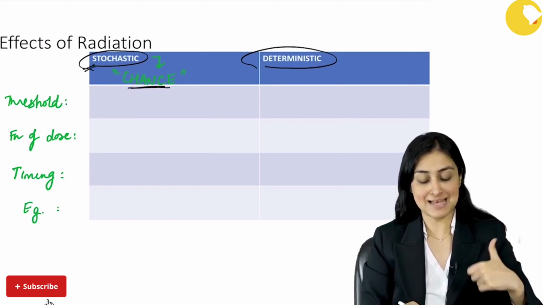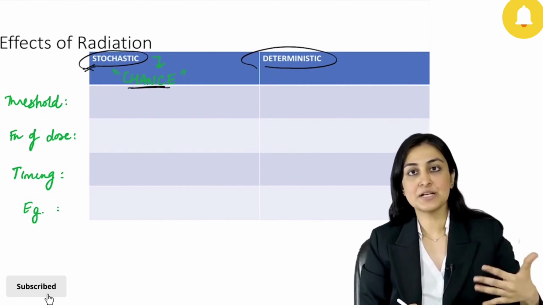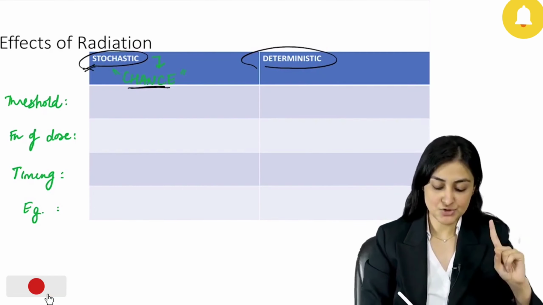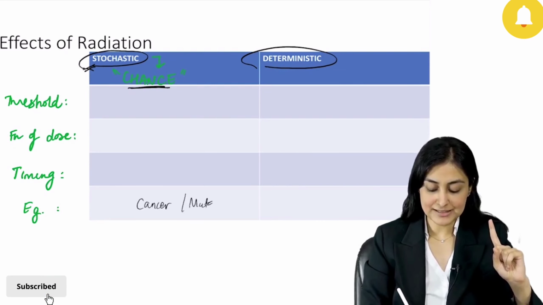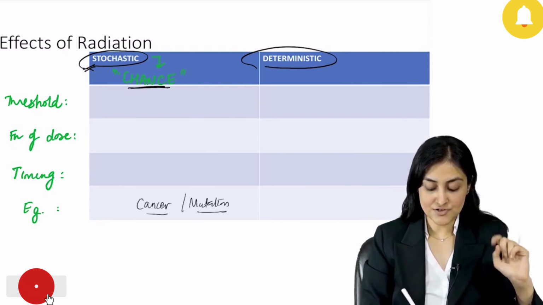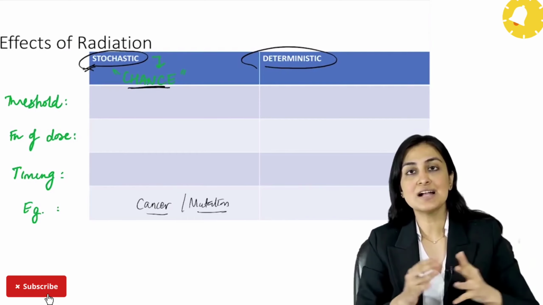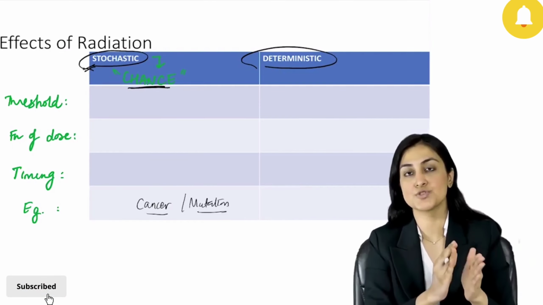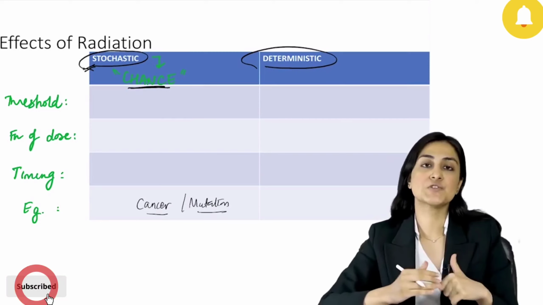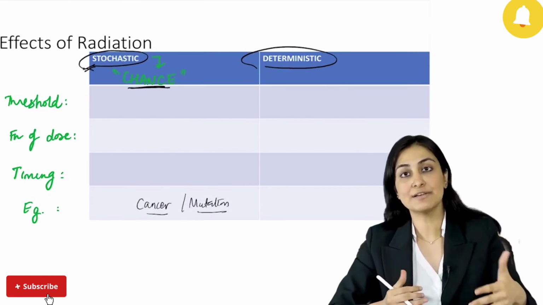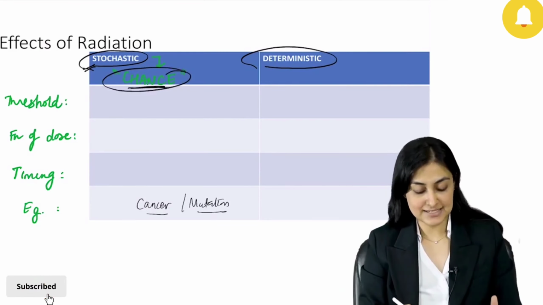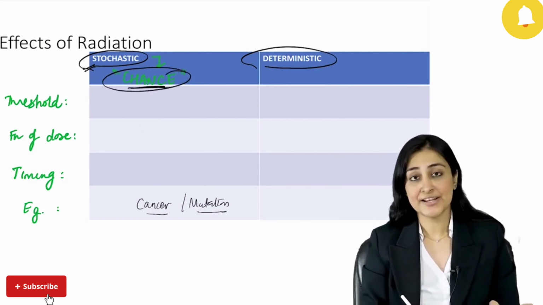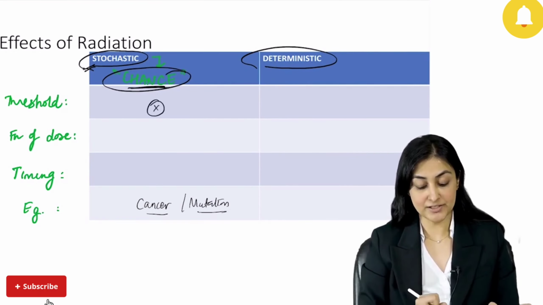If you remember the examples, other things become much easier to understand. So remember, stochastic is cancer. Any mutation or any cancer that can occur as a result of radiation is a chance effect. There is no fixed dose at which I will say that this patient is going to develop cancer in the future in his life. Okay, so this is an event that occurs by chance. It's a stochastic effect. So does it have a threshold? No, there is no threshold here.